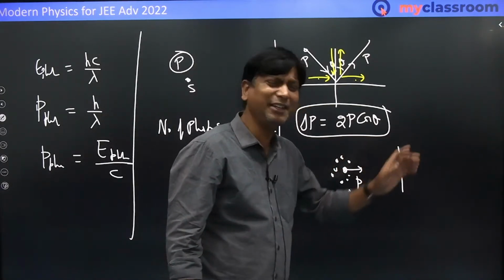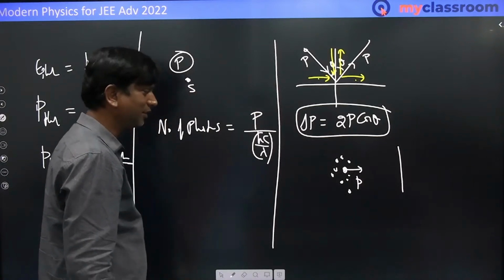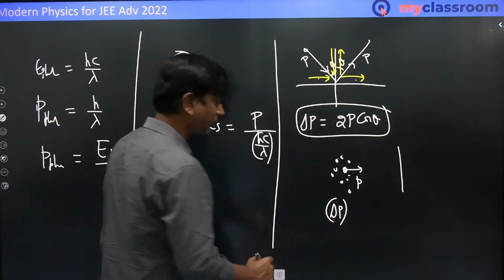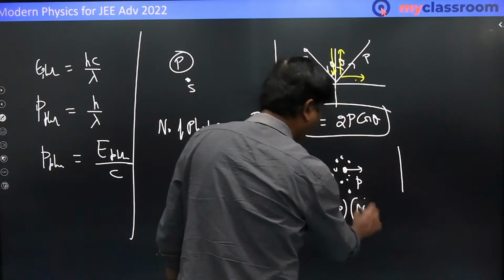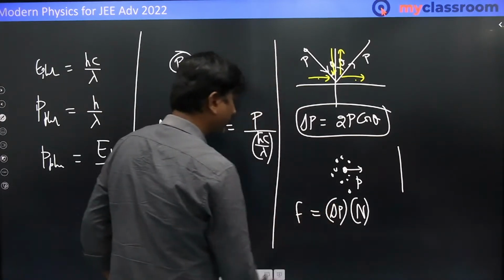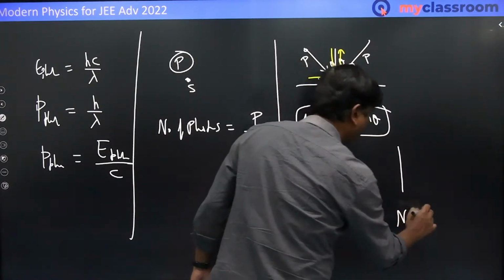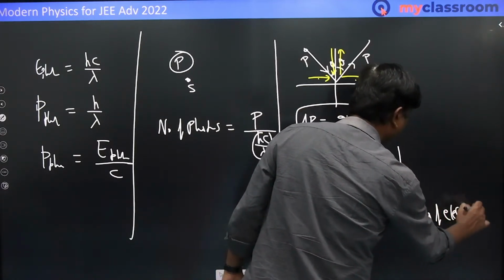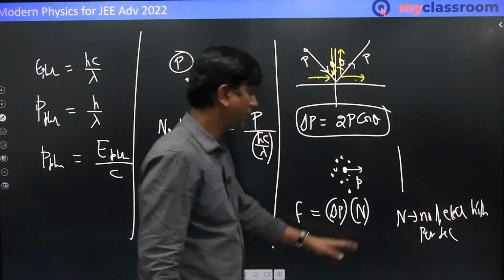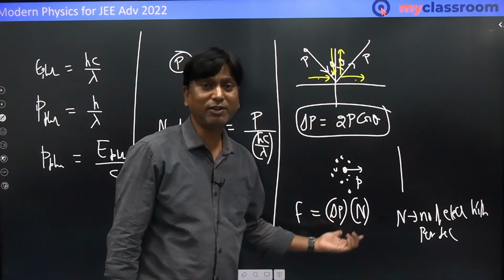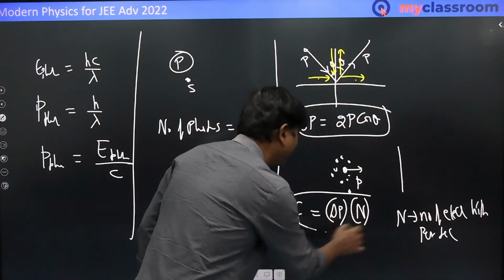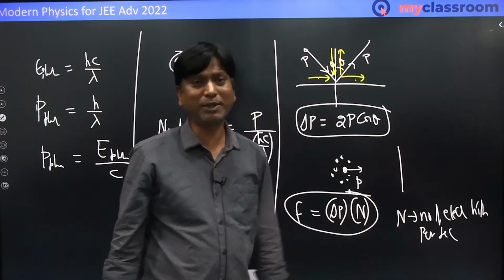And here, when electrons are continuously coming and hitting the surface, we take the change in momentum of each electron, multiplied by the number of electrons hitting the surface per second, which will give you the force, where n is nothing but the number of electrons hitting per second. So the change in momentum of each electron into the number of electrons hitting per second gives exactly the force exerted by the electrons on this particular surface.